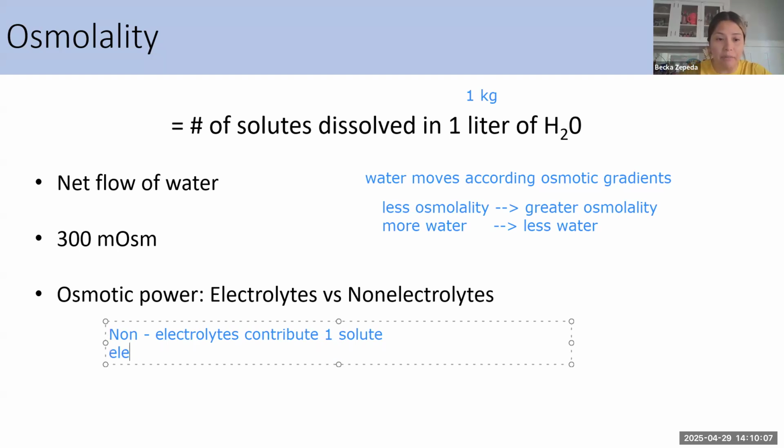An electrolyte, though, because it does dissociate in solution, so you're making multiple parts when it goes into a fluid, electrolytes contribute two or more solutes into a solution. So hydrochloric acid, you're not only putting hydrochloric acid in there, you're putting a hydrogen ion into that solution and a chloride ion in that solution. So you're putting two solutes in there.